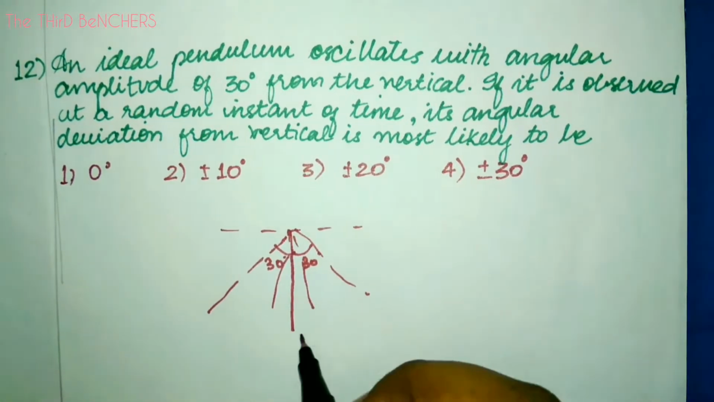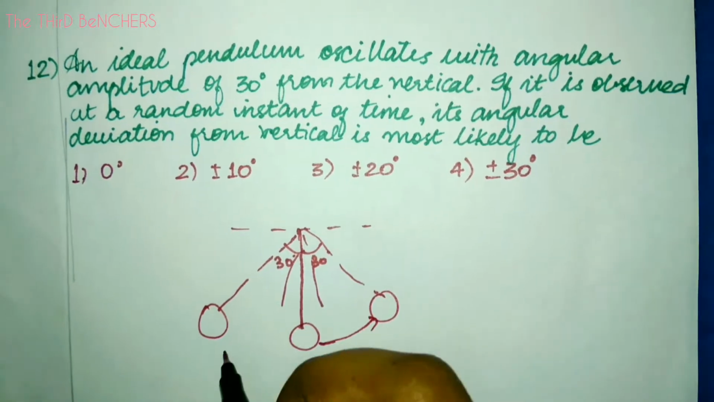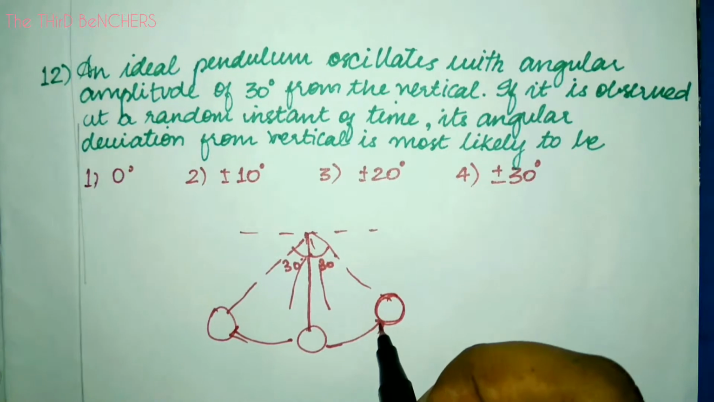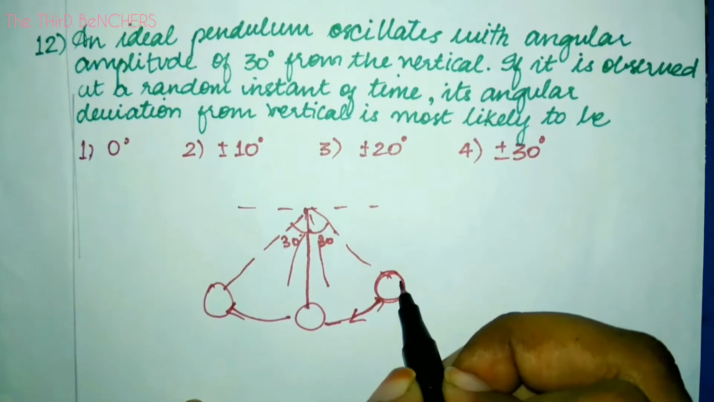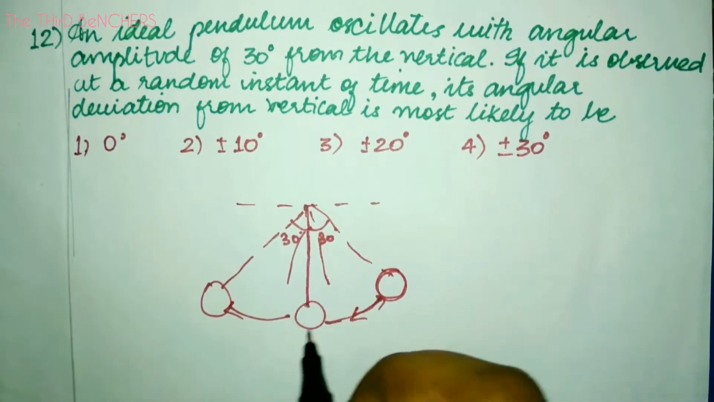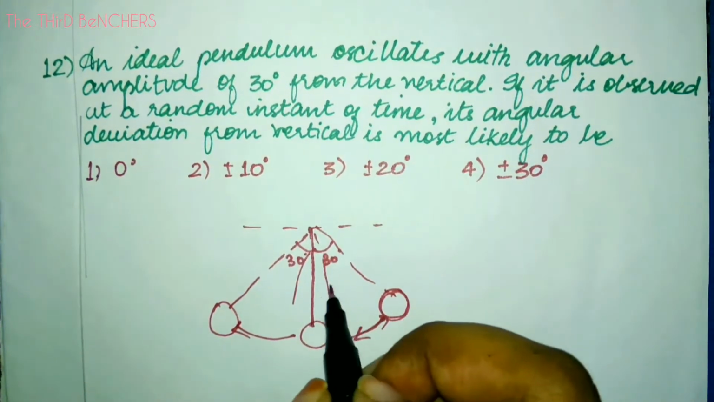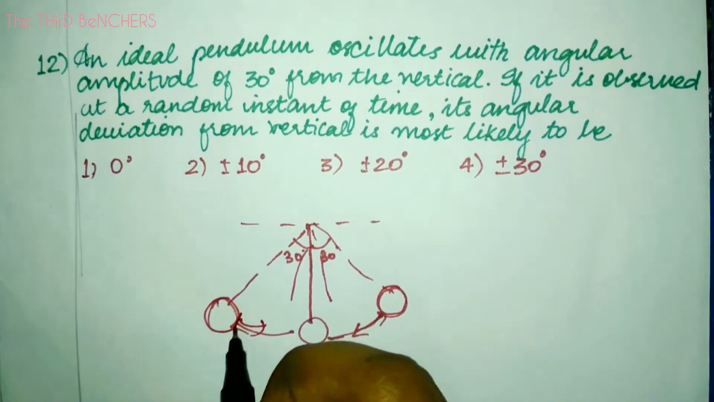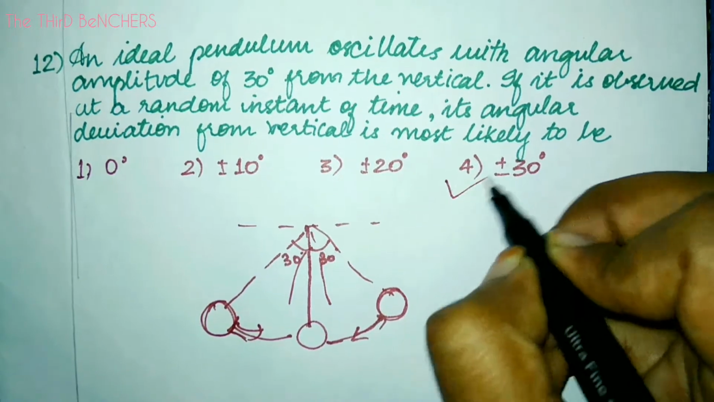For this, you can see, when the pendulum is at its extreme end, it has to reverse its direction to the other side. When it has to reverse its direction, it spends quite a lot of time compared to its time during its oscillation. So when you look at any random instant of time, you could spot it at plus or minus 30, because it has to reverse its direction at either of its sides. So it has to spend some time. So the answer goes to option number 4.